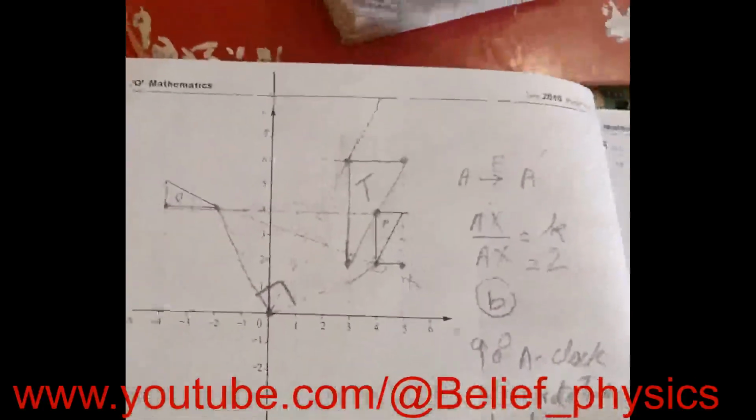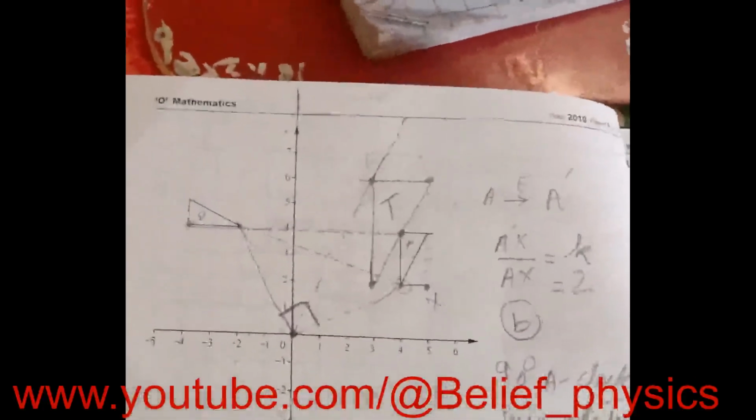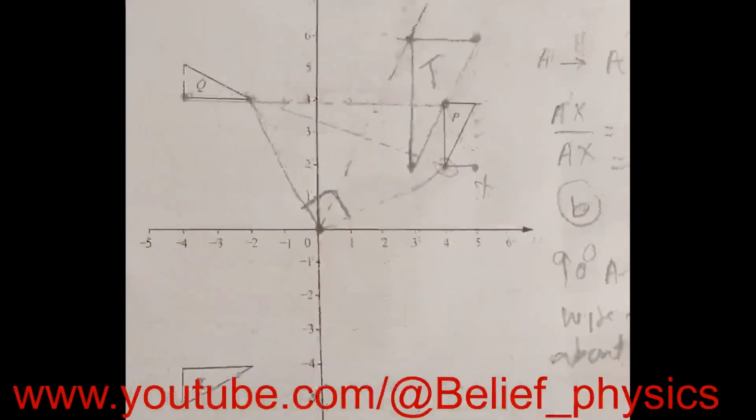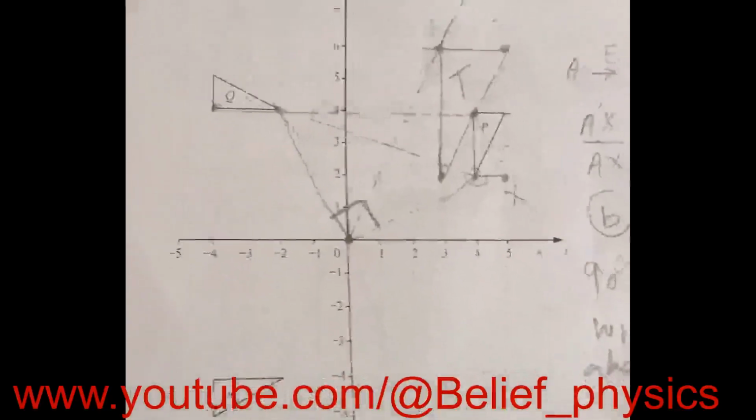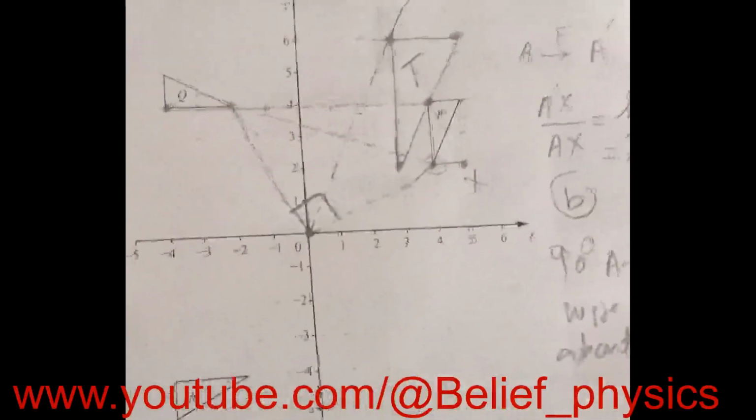Part C is we have to find the matrix representation which maps Q onto R. So how do we find the matrix of a geometrical transformation? I will give you the details.